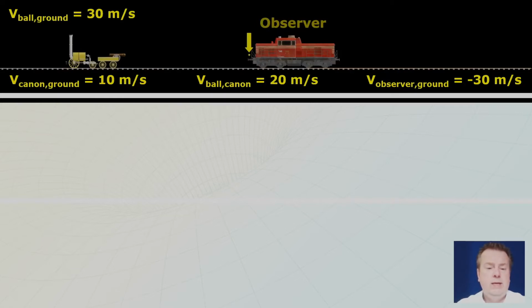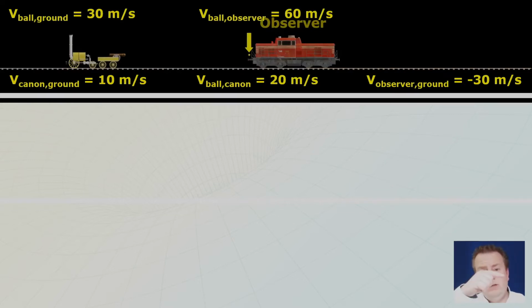So the bullet is flying at a velocity of 30 meters per second relative to the ground. And now the next question will be, how fast is the ball going relative to the observer? Try to do the math. It's not that difficult. I'm going to tell the answer now. It's 60, right? Because we add another 30.